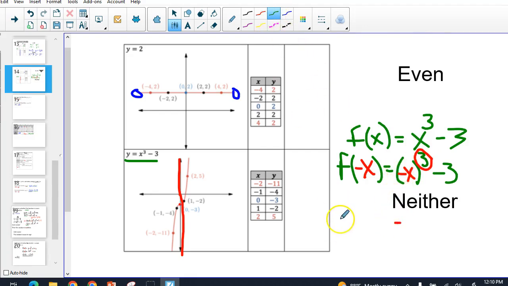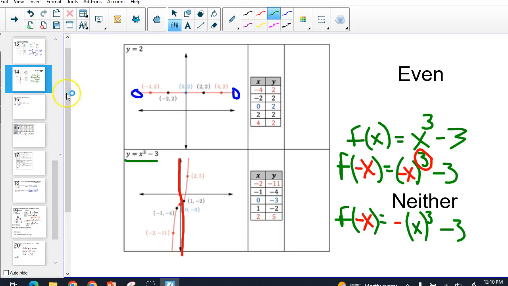So we have f of negative x is equal to negative x cubed minus 3. Notice how some of the signs changed, but not all of them, so it'll be neither, just like we got with the tables and the graph.